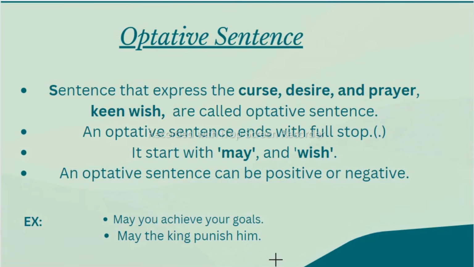For example, you can see here: may you achieve your goal. It is a positive sentence, when you are giving a blessing or wishing someone well. May the king punish him. Now you can see it is a negative sense. So in optative sentences we also have curse, desire, praise and keen wishes. Whenever you find these types of words in a sentence, those are optative sentences.